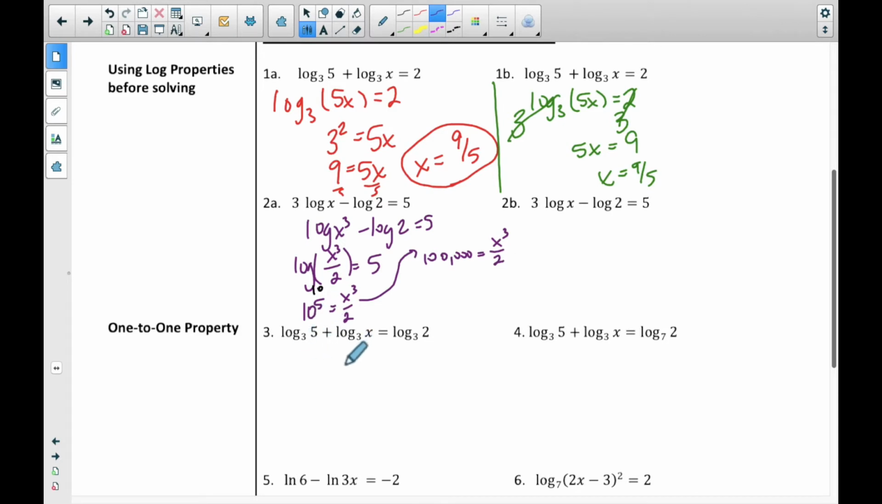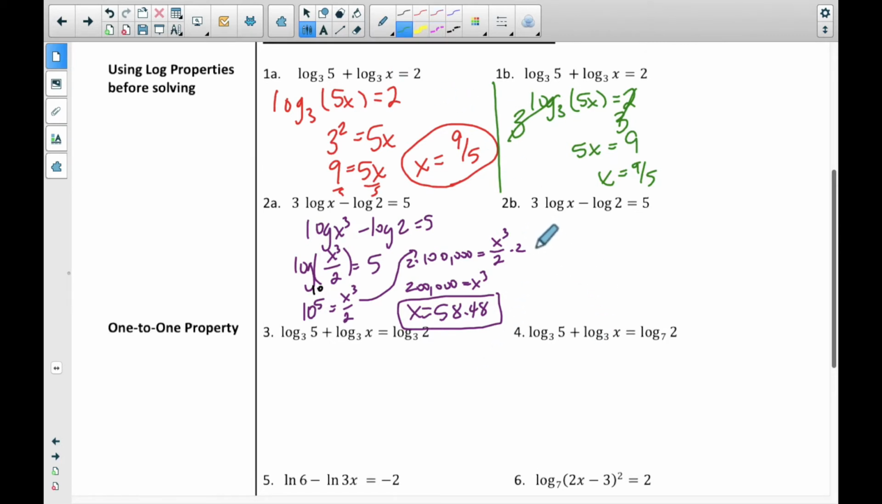If I go left, right, left, I get 10 to the fifth is equal to x to the third over 2. 10 to the fifth is a 1 with 5 zeros after it. I have a 2 over here, so I'm going to multiply both sides times 2 to get rid of that fraction. Now I have x to the third, so I'm just going to take the cube root of both sides. I'm going to do that on my calculator, and I end up getting x is approximately equal to 58.48.